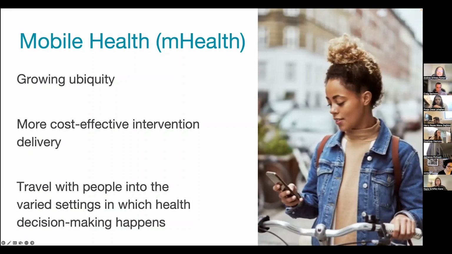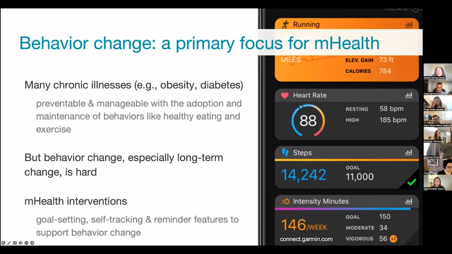And in fact, research has shown that populations with some of the highest rates of health challenges, such as adults with low income, are especially likely to use their mobile phones for internet access. And mobile phones also enable the delivery of less costly health interventions than has traditionally been possible in clinical settings. And mobile platforms go with people into the settings in which they make health decisions, allowing the delivery of health interventions and support at the time and in the context in which it matters most.